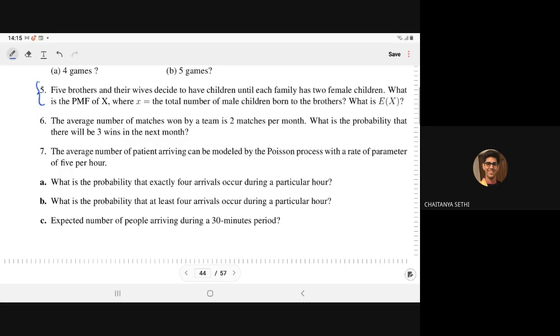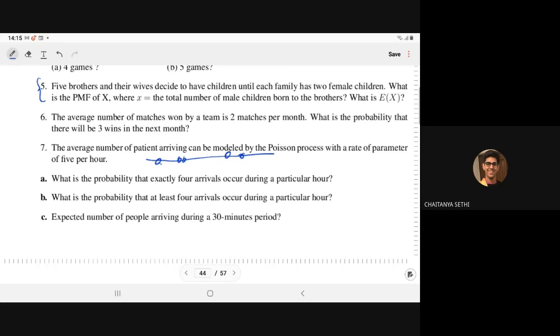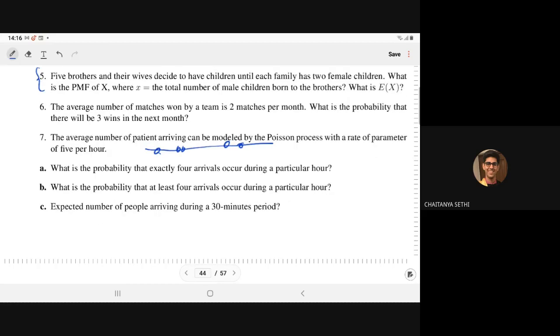The average number of patients arriving can be modeled by Poisson process with the rate of parameter 5 per hour. So 5 per hour means in a continuous time 5 patients are arriving randomly, right? So here the x follow Poisson distribution with parameter mu is equal to 5. What is the probability that exactly 4 arrivals occur during the particular hour? What is the probability that at least 4 arrivals occur during the particular hour? And expected number of people arriving during 30-minute period.